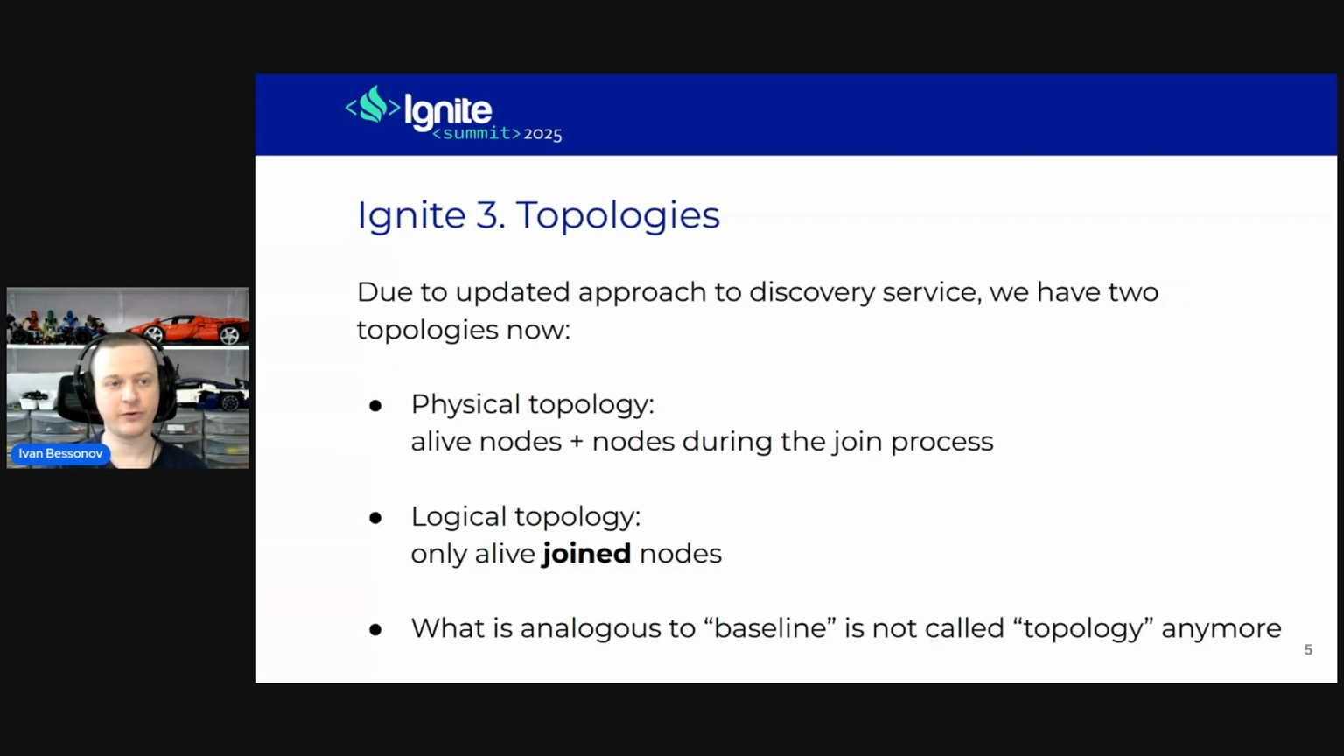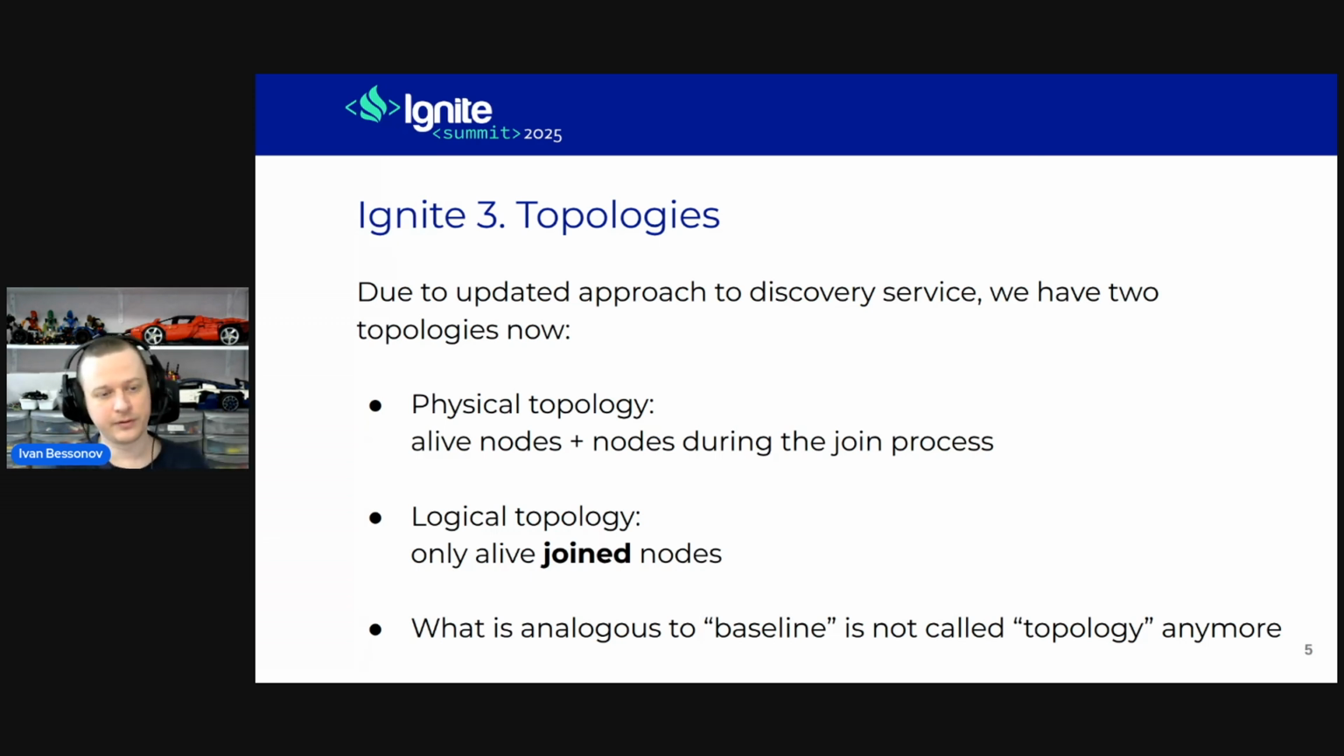What do we have in Ignite 3? First of all, in Ignite 3, we completely updated the approach to the discovery service. And with that approach, we now have a flexible way of showing you what is happening in your cluster. First of all, there's the so-called physical topology. It is all alive Ignite nodes that you have, and nodes that are currently starting and maybe not yet joined. Maybe they're doing the recovery or some other maintenance tasks.